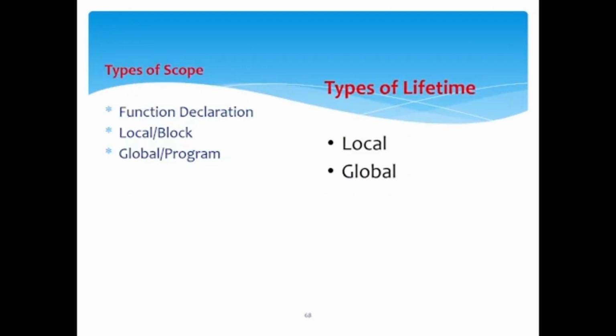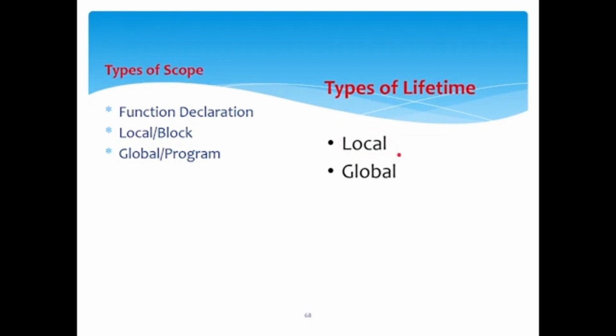Types of scope, you can check function declaration, local scope and global scope. Lifetime also you can have local and global. What is local, what is global? In the name itself, local is nothing but it is valid, or its access level is up to that specified block. Local is nothing but what?